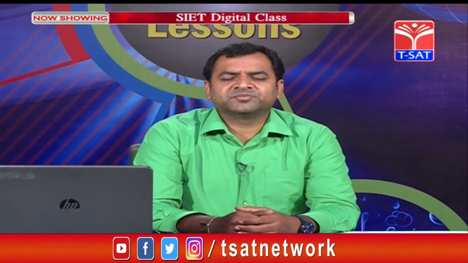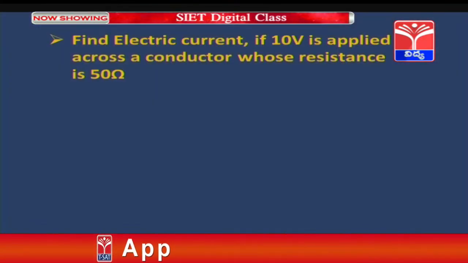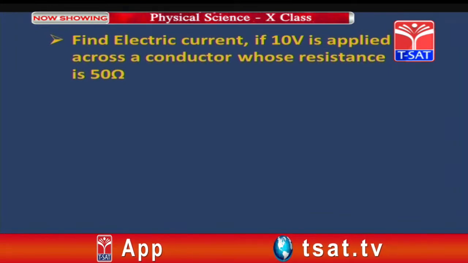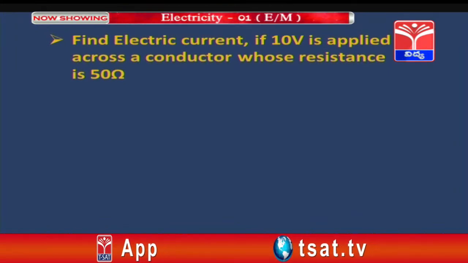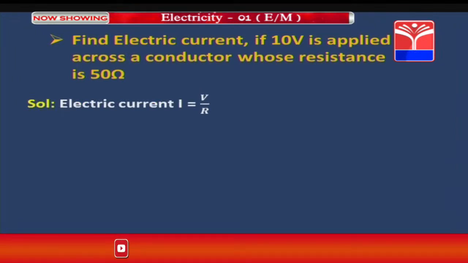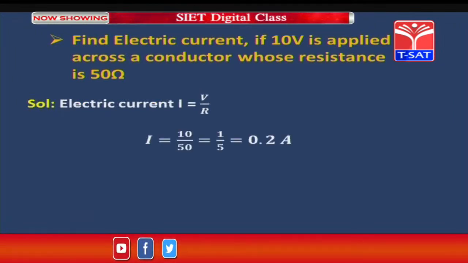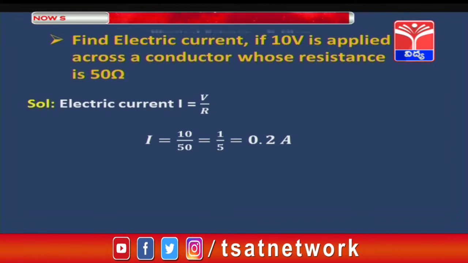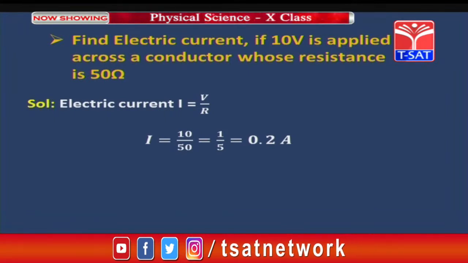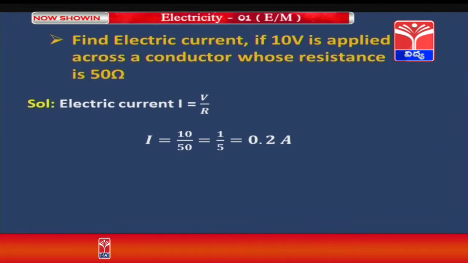Now, let us solve a numerical. Find the electric current if 10 volt is applied across a conductor whose resistance is 50 ohm. Current I is equal to V by R. Current is equal to 10 by 50, which is equal to 1 by 5, which is equal to 0.2 ampere.